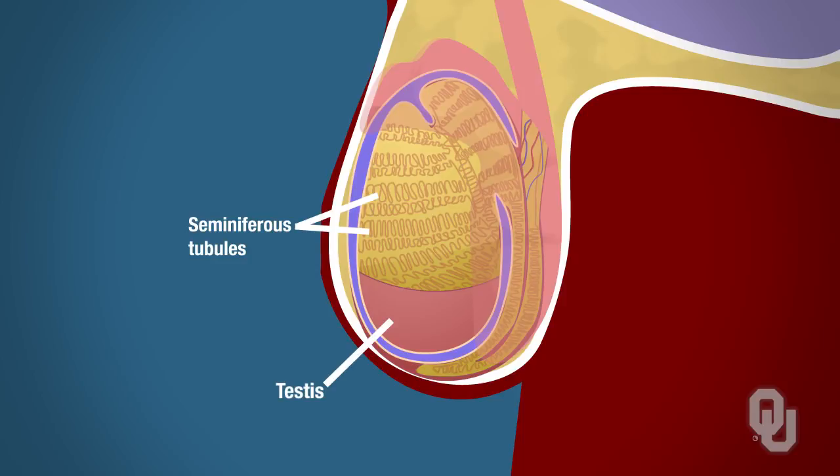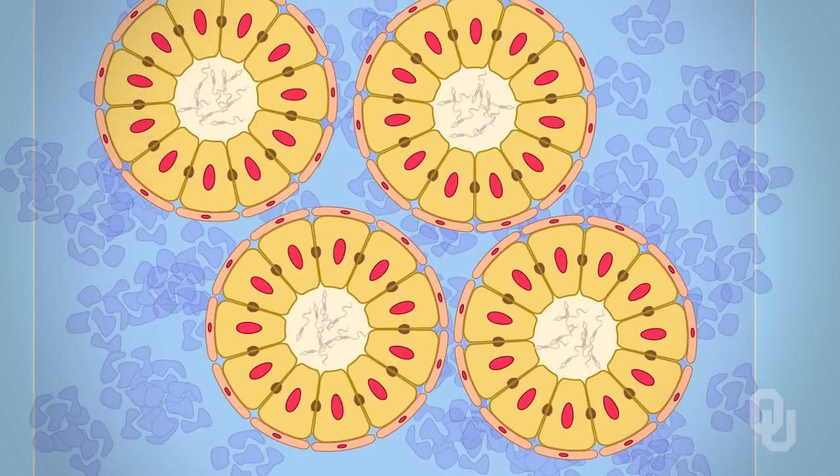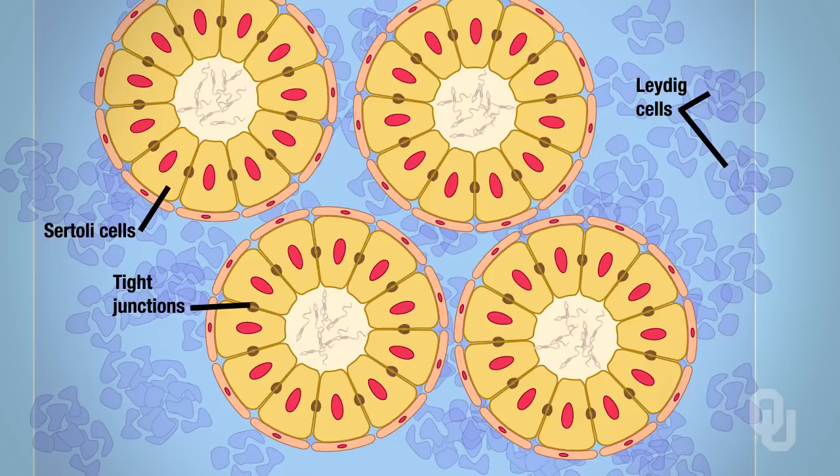But how? Let's take a closer look. In order to do this, we need to zoom in on the seminiferous tubule and take a cross-section through the tubule. Imagine taking a garden hose and cutting it in half. This would be similar to cutting the tubule in half and looking at what's inside. The lumen of the seminiferous tubule is lined by cells called Sertoli cells. These Sertoli cells are connected via tight junctions. Lining the outside of the Sertoli cells is a layer of smooth muscle. Outside of the Sertoli cells are the Leydig cells.